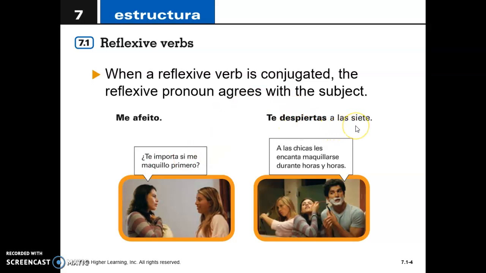Te despiertas a las 7. It's different to say I go wake up my little son or my little daughter that is sleeping and I go wake her up. It's different than that. I wake myself up, if you may. A las chicas les encanta maquillarse durante horas y horas. So girls like to do their makeup for hours and hours. And we can see in here examples of makeup and shaving themselves.